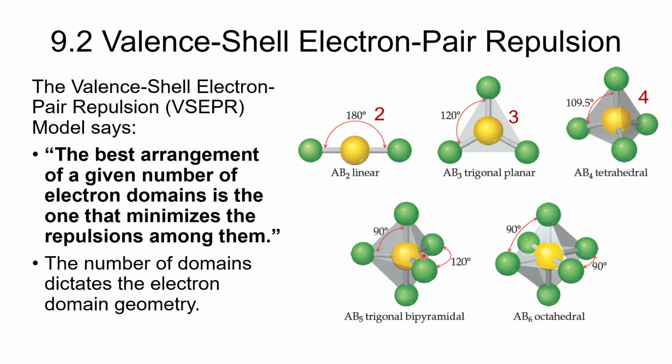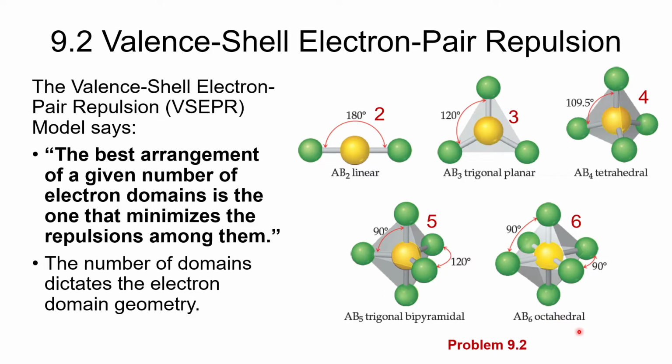With 5 domains, there's no way to arrange the domains so that all of the angles are equal. So we'll find that there are 2 angles, 120 degrees and 90 degrees. We refer to this as trigonal bipyramidal. All right, that's 5 domains. And with 6 domains, we will be able to get everything having the same angle. We'll get 90-degree angles between everything, and we refer to that as octahedral.